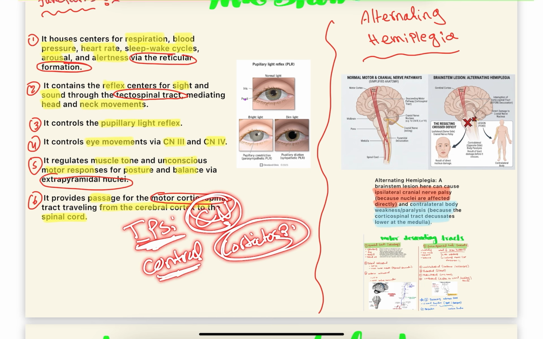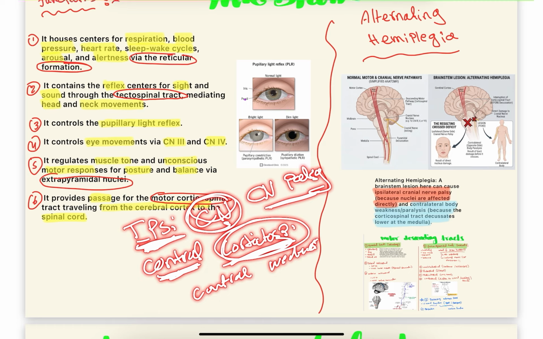So ipsilaterally, when it affects on the same side the cranial nerve, what will happen? It will give me cranial nerve palsy because they are affected directly on the same side. Contralaterally, when it affects the corticospinal for motor, it would lead to what? Contralateral weakness or paralysis. So weakness or paralysis.